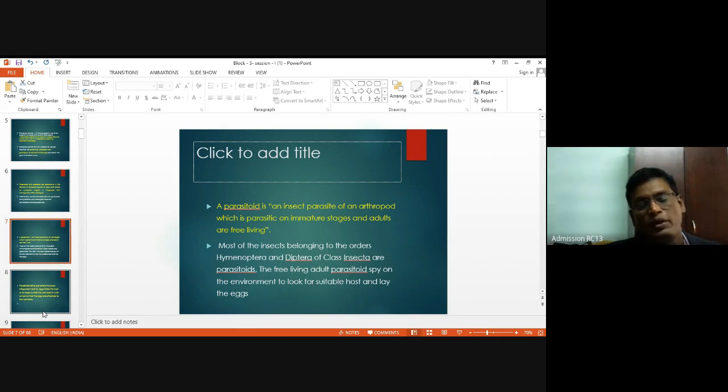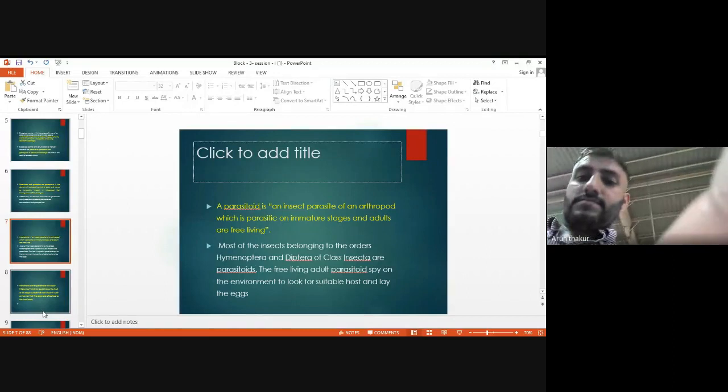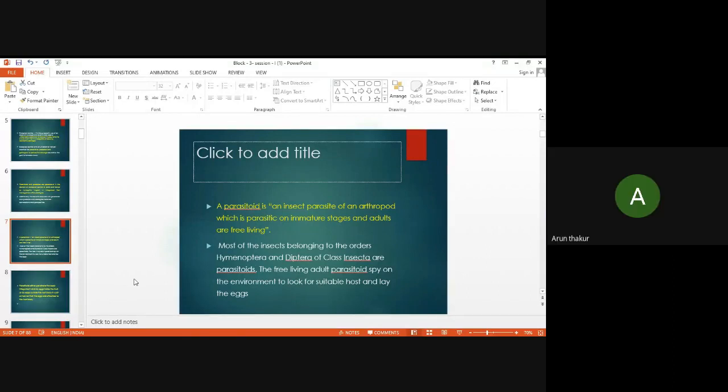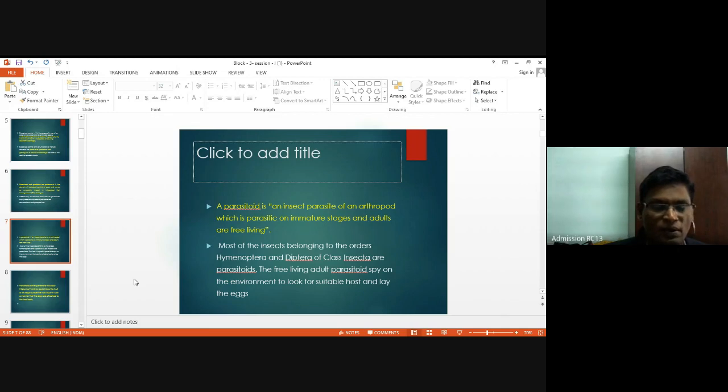How does it control the pest? How does one insect control the other insect which we consider a pest? That is important. The parasitoid goes and lays eggs on the pest's body. The eggs grow and emerge, and while surviving, they kill or inactivate the pest.